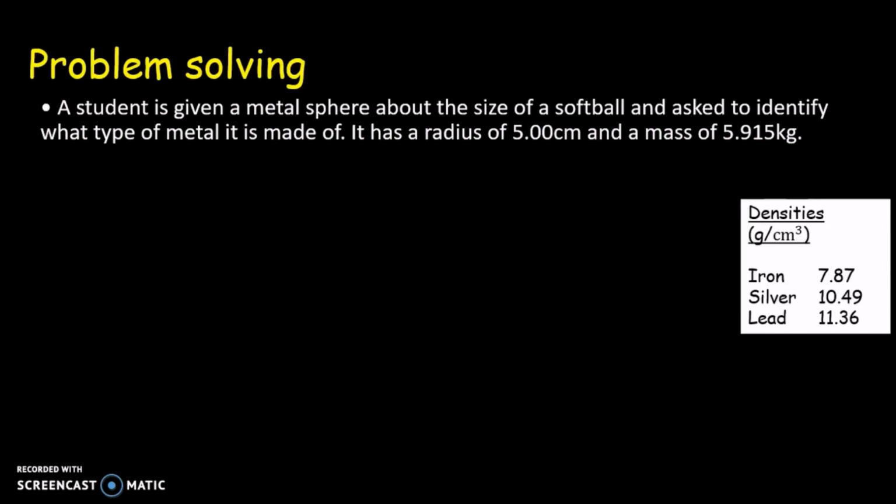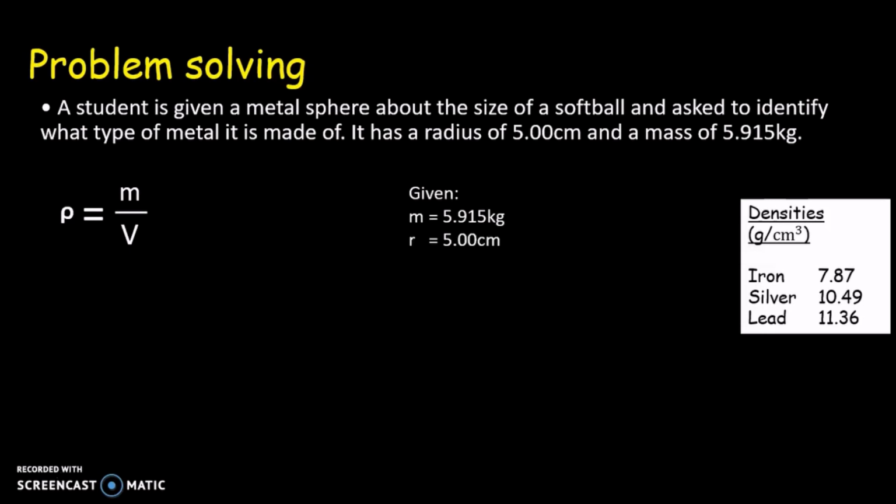So now we're gonna solve a simple problem. A student is given a metal sphere about the size of a softball and asked to identify what type of metal it is made of. It has a radius of 5 cm and a mass of 5.915 kg. And we have on the side the short list of densities of different metals in CGS units. So here is our equation. And let's list down the given data. We have a mass of 5.915 kg, and we have a radius of 5 cm.